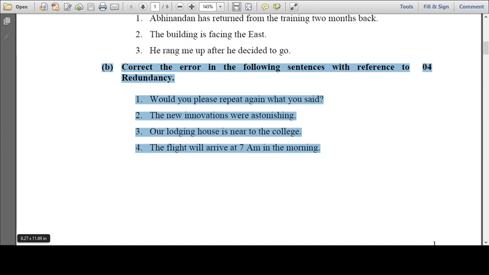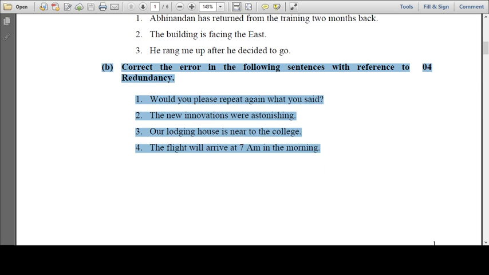Now, the first one you have to solve. The first one in redundancies. If you are confused about what redundancies are, let me give you a little revision. Redundancy means unnecessary words, or using words for a second time. This is called redundancies.